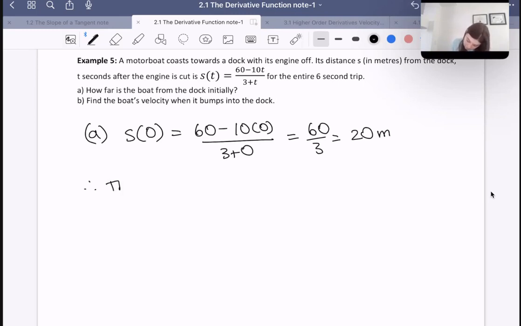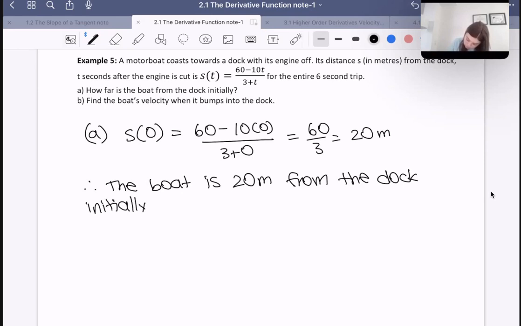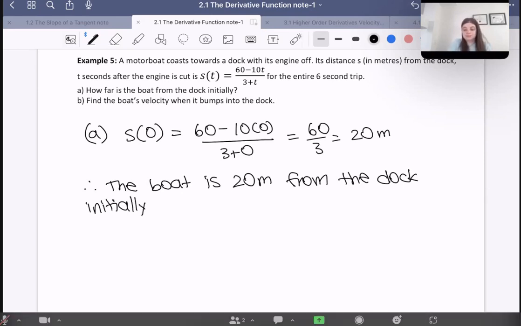So therefore, the distance from the dock initially is 20 meters. So the boat is 20 meters from the dock initially. Okay?